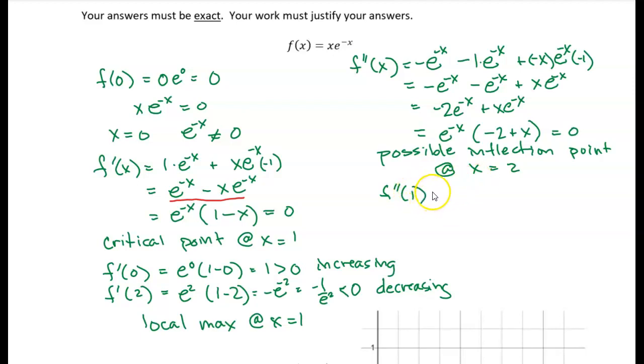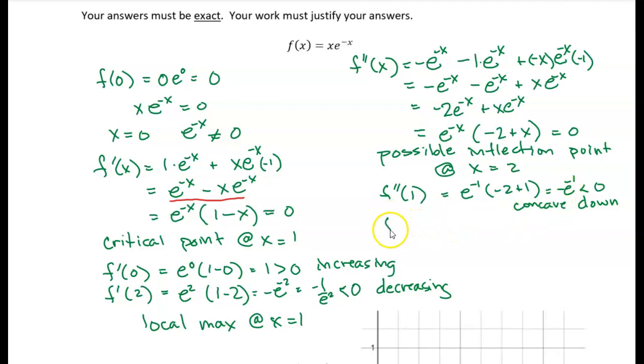So let's look at f double prime of 1. Okay, so that's to the left of 2, right? So if I put that into the second derivative, I'll use this final factored form. So that's e to the minus 1, and then minus 2 plus 1, right? It really doesn't matter what e to the minus 1 is, but you can tell that negative 2 plus 1 is going to be negative, right? So I could write it as minus e to the minus 1. That's a negative number. It's less than 0. So we know that it's concave down to the left of the inflection point.